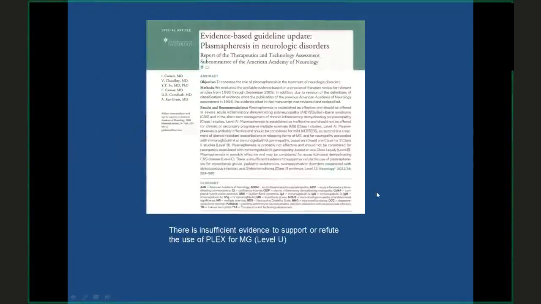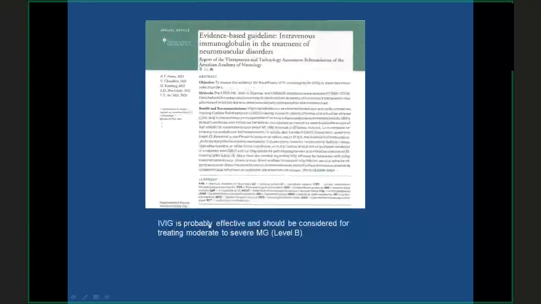But the guideline, this is still the evidence. There's insufficient evidence to support or refute the use of plasma exchange. But IVIG is probably effective and should be considered to treat moderate or severe myasthenia gravis, like myasthenic crisis. I think the guideline became a little bit controversial.